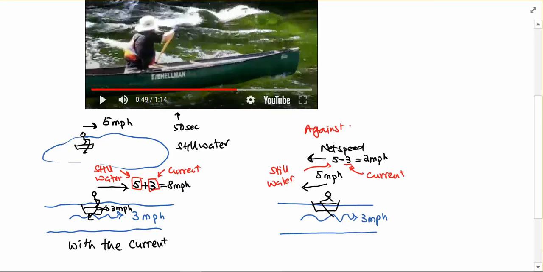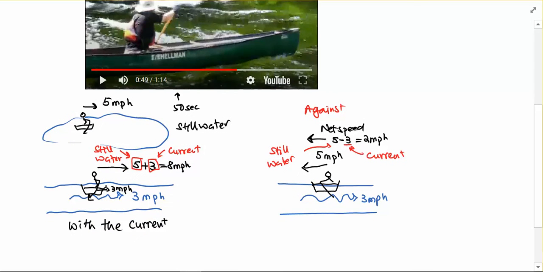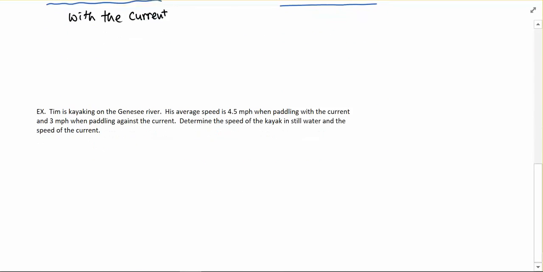Now, these situations are the same whether you're going in water or air. I understand that canoeing may not be a universal experience for everybody, but certainly you have run into the wind, when there's wind blowing at you, and run with the wind pushing you along, because one's a whole lot easier than the other. All right, now that we have an understanding of this, let's take a look at a problem.